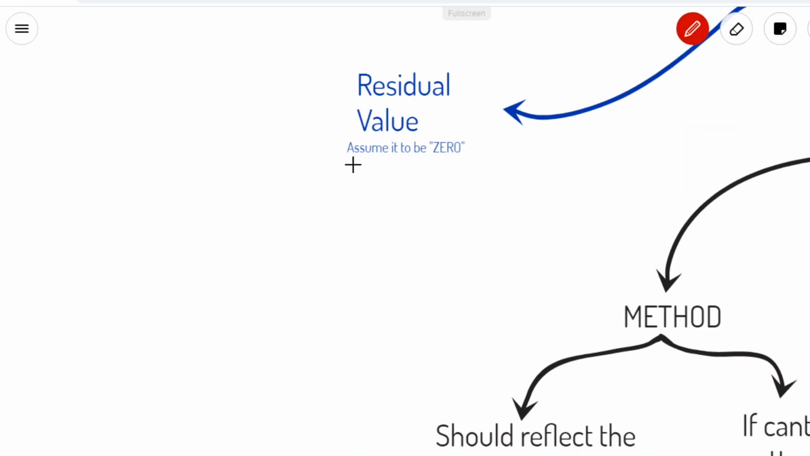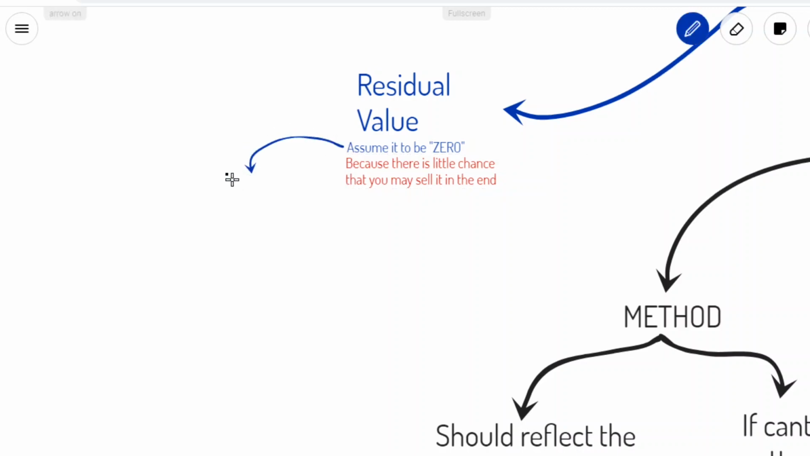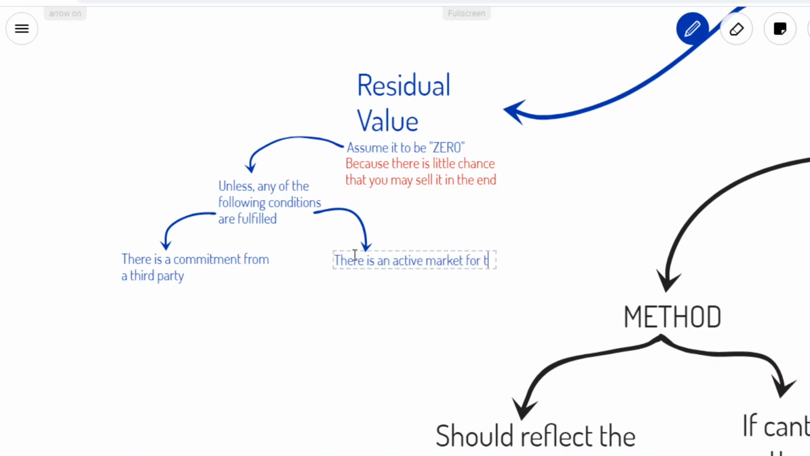Now, why is that the case? In the case of tangible assets, we can actually scrap the machinery and sell its parts and scrap, but we cannot do the same with an intangible asset because there are almost never active markets for their purchase. And a residual value for an intangible asset can be used if one of two conditions is fulfilled. The first is that there should be a commitment from a third party to purchase that asset at the end of its useful life, or the second condition is that there is an active market for the asset and the residual value can be determined by reference to that market, and it is probable that such a market will exist at the end of the asset's useful life.